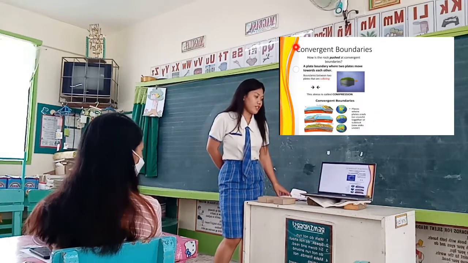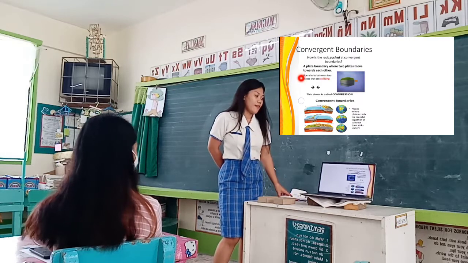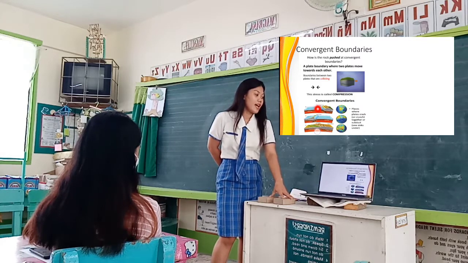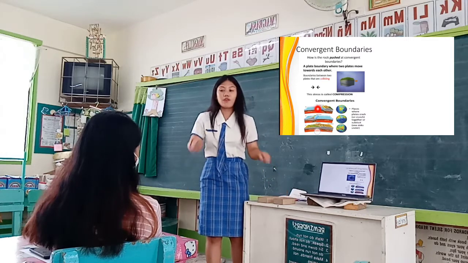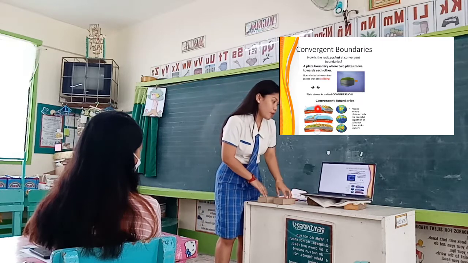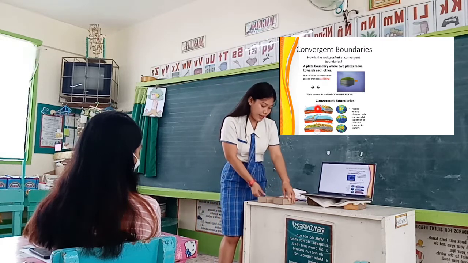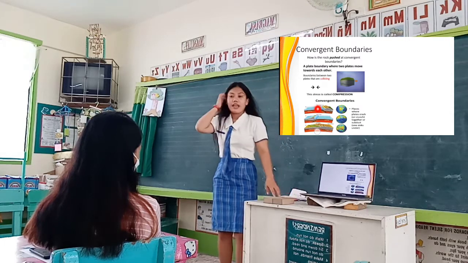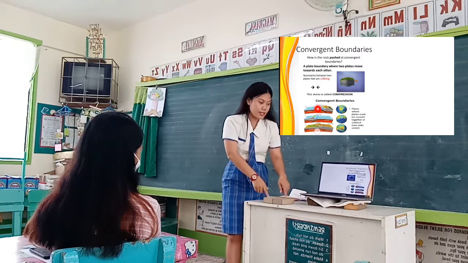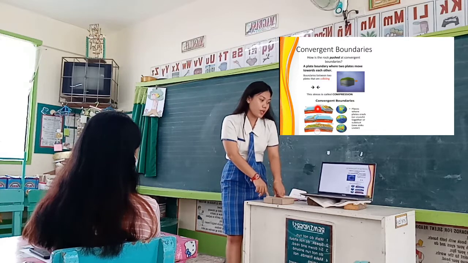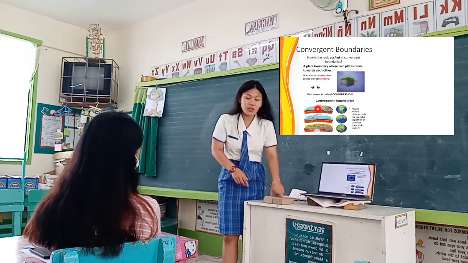And convergent boundaries. This is the second plate boundary we are going to discuss. The convergent boundary is defined as a plate boundary where two plates move toward each other, so the boundaries between two plates are colliding. Now we're back here. If these two plates are colliding and moving toward each other, it will also create a stress called compression.